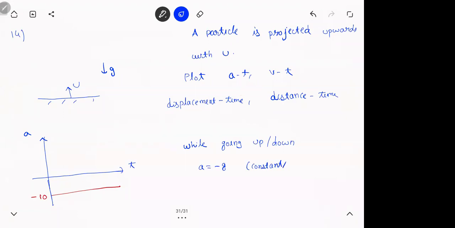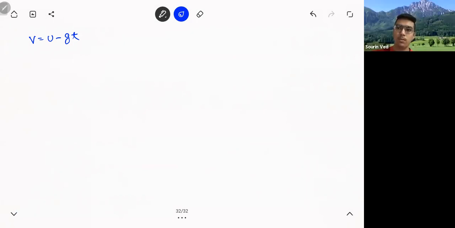Next thing, VT graph. Now, one more thing. Whenever you're guessing options, how can you guess? First thing you need to ask yourself is this: is this graph a straight line or a curve? That is the first thing you should have in your mind. Now tell me, how does the VT graph look, is it a straight line or a curve? Anyone? V is U minus GT, no? When you're throwing up, A is negative, V is U plus AT, A is minus G. Tell me, is this a straight line or a curve? Straight line.